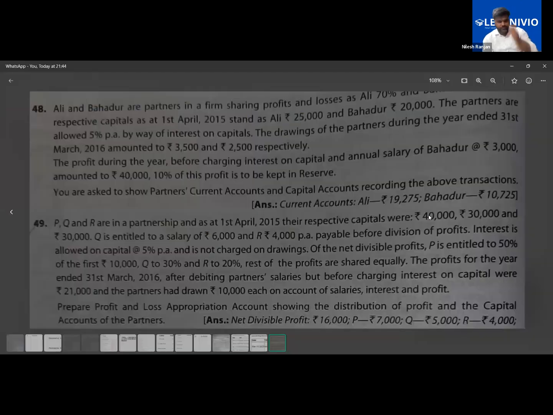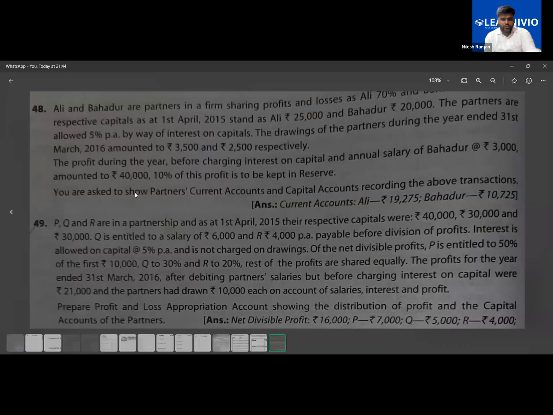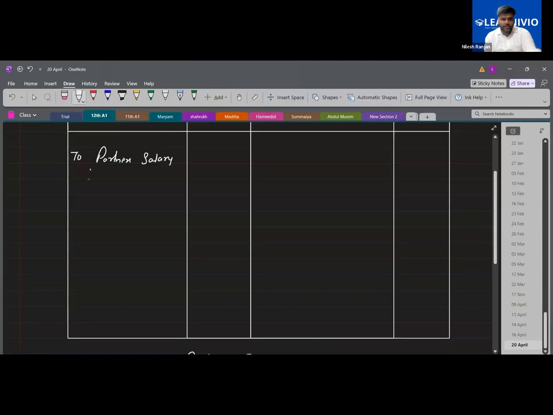Then there is Q is entitled to a salary of 6,000 and R 4,000 per annum. So, to partners' salary, Q and R 6,000 and 4,000. Total 10,000.